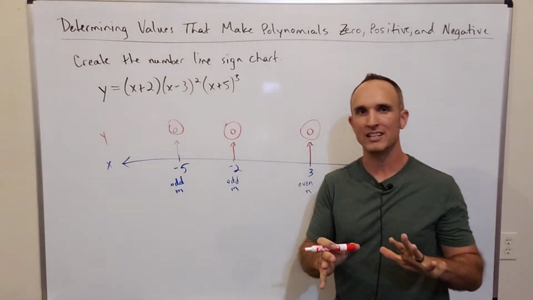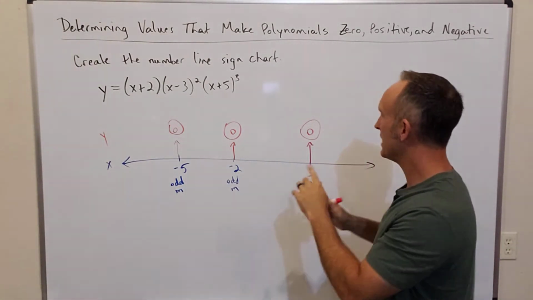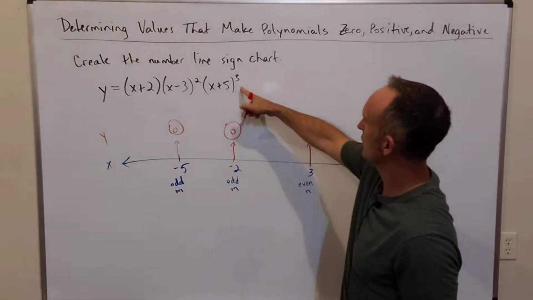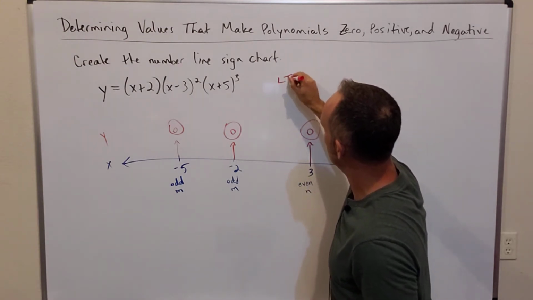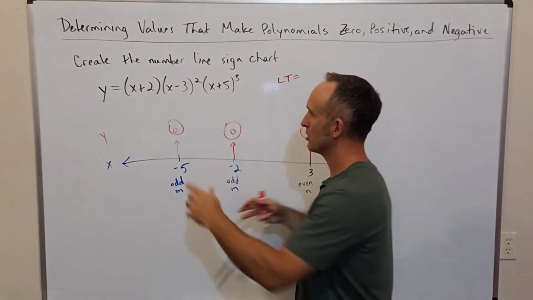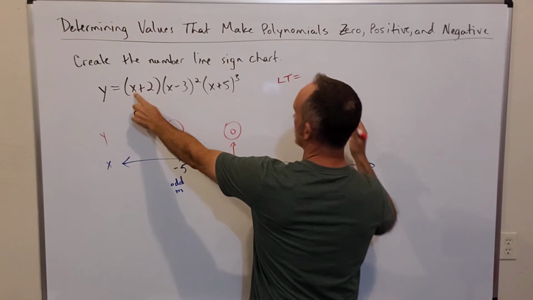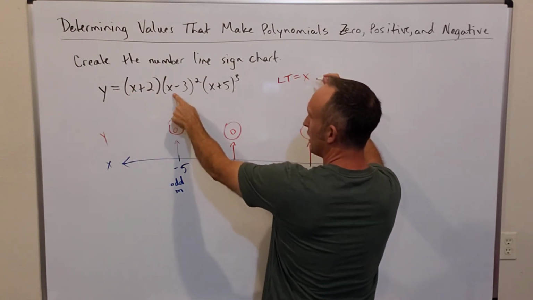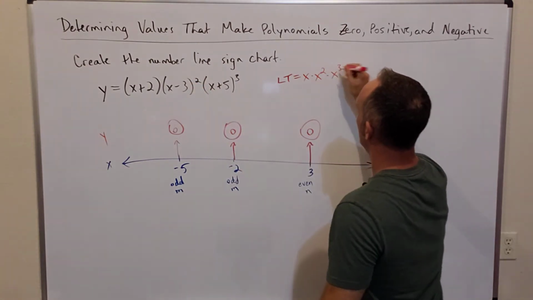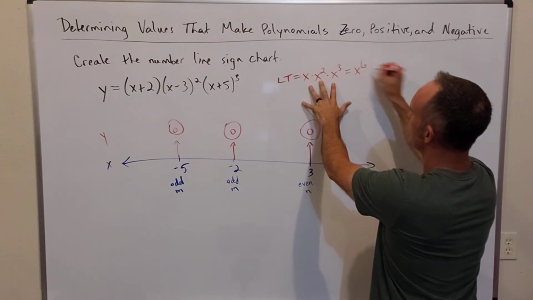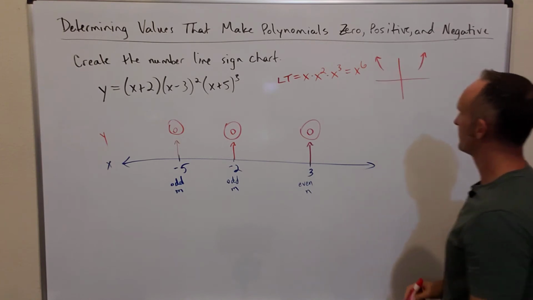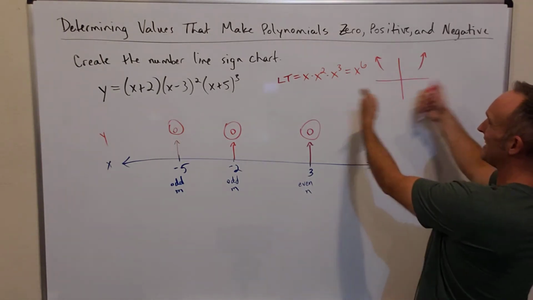And the way to get us started is with end behavior. End behavior is going to tell us what happens with the signs on the ends of our number line chart. So if I look at this and I want the end behavior, I would need the leading term. And because it's factored, I'd have to multiply it all out to get my leading term. So the leading term here, that's x, multiplied by x squared, multiplied by x cubed. When we multiply all of that together, we get x to the 6th as our leading term.